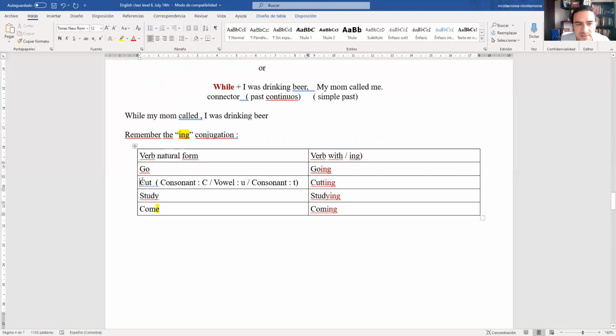The verb cut. Aquí está la regla: cuando terminan en consonant, vowel, consonant, double the consonant and ing. The verb study, finish with y. Aquí no se le quita la y, se le pone ing plus y. The verb that finish with e, los verbos que terminen con e, solo le quitamos la e, and we add ing. Okay? Esas son como las reglas con ing. Going, cutting, studying, coming, que se traduce ando, endo in Spanish.